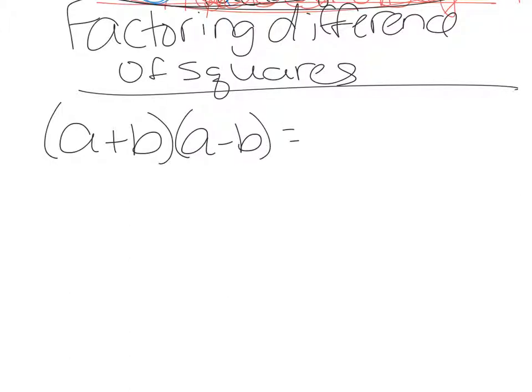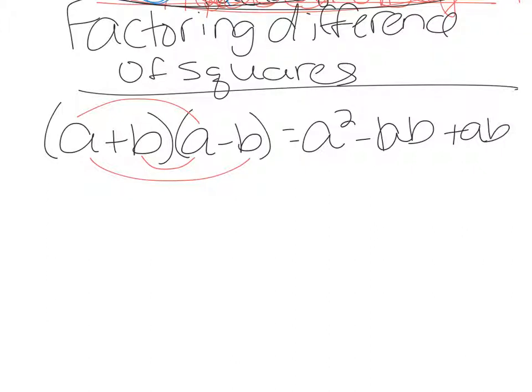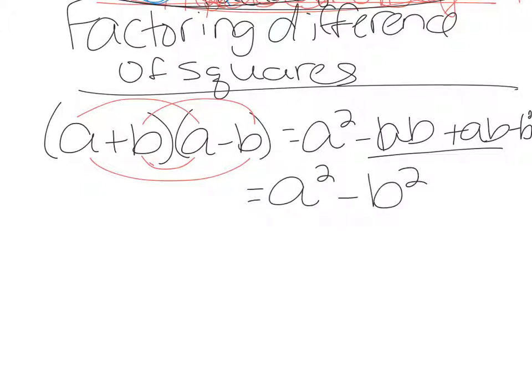So if we were to FOIL this, I would take a times a, which gives me a squared. I would take a times negative b, which gives me a minus ab, and then b times a, which gives me a plus ab, and then b times a negative b, which gives me a minus b squared. Okay, and then if we look further, notice my middle terms cancel out, so I'm just left with a squared minus b squared.